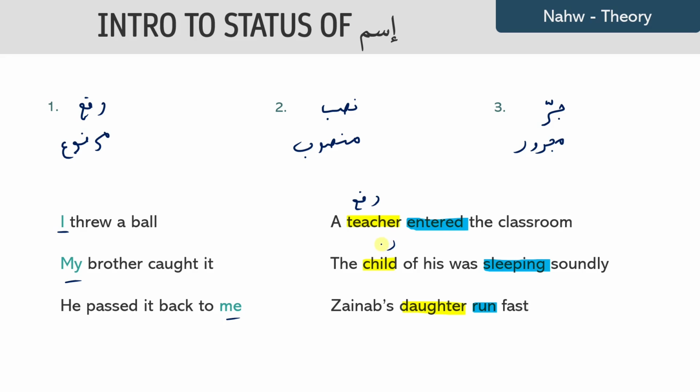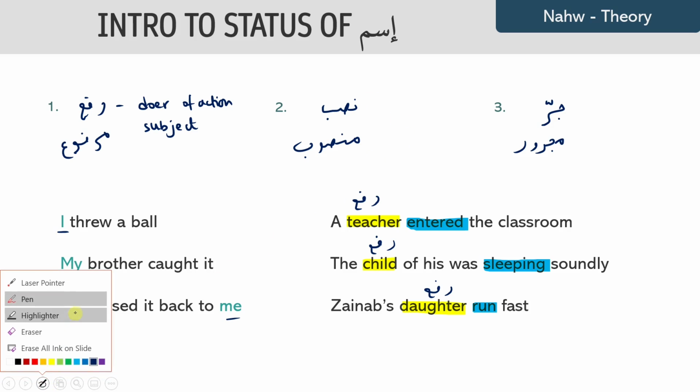So the word child is also rafa, and the word daughter is also rafa. Why is it rafa? Because it represents the doer. So what is rafa? Rafa is a state that represents the doer of the action or the subject of the sentence. The rafa represents the doer of the action.